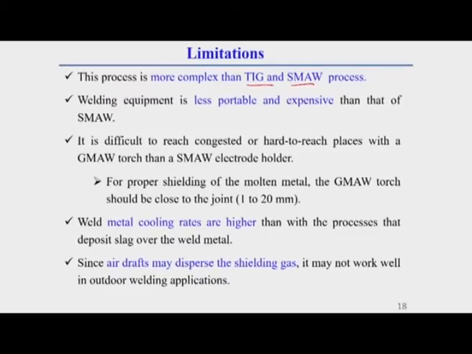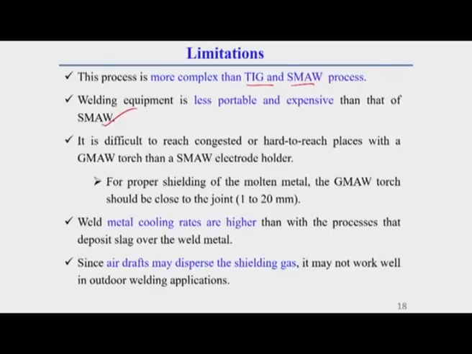This welding equipment is less portable and comparatively more expensive than SMAW welding equipment. It is difficult to reach congested or hard-to-reach places with a GMAW torch compared to a SMAW electrode holder. Stick welding can be done easily there because a stick can be easily put into a hard-to-reach position, but here you have to keep your welding torch or welding gun itself near the workpiece. So hard-to-reach places are comparatively more difficult than with the SMAW process.